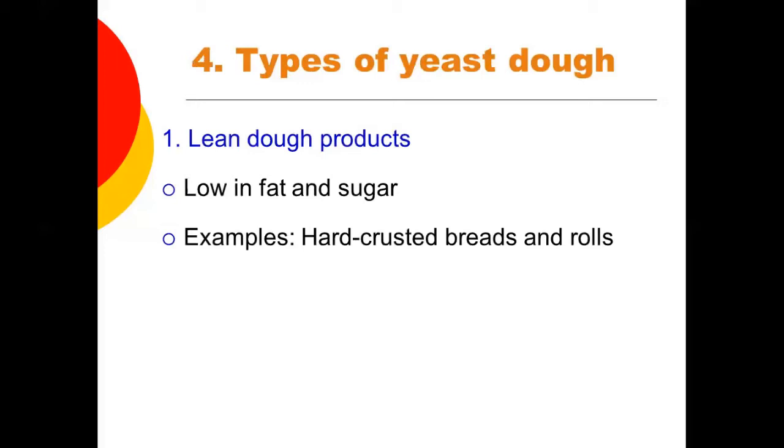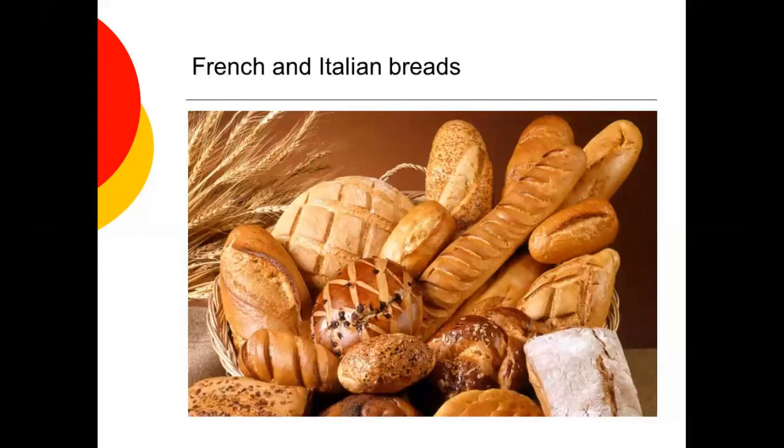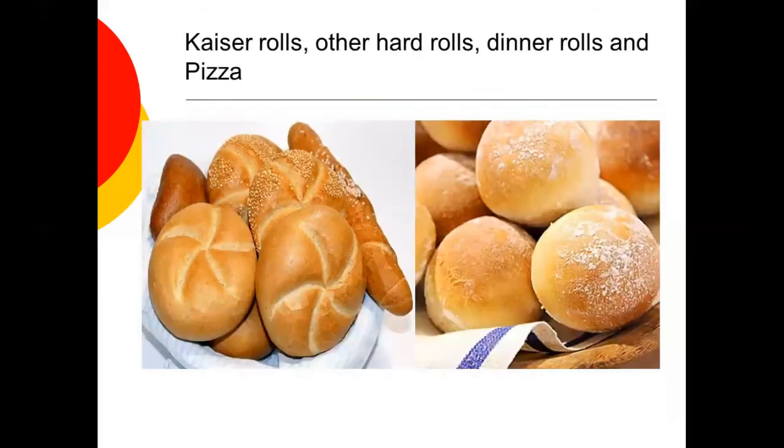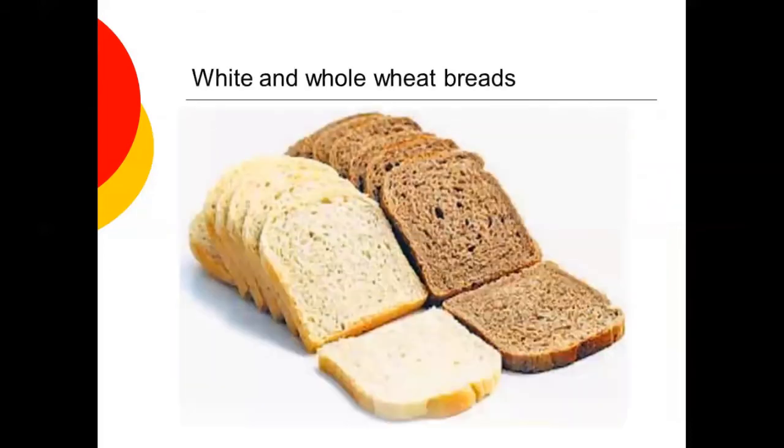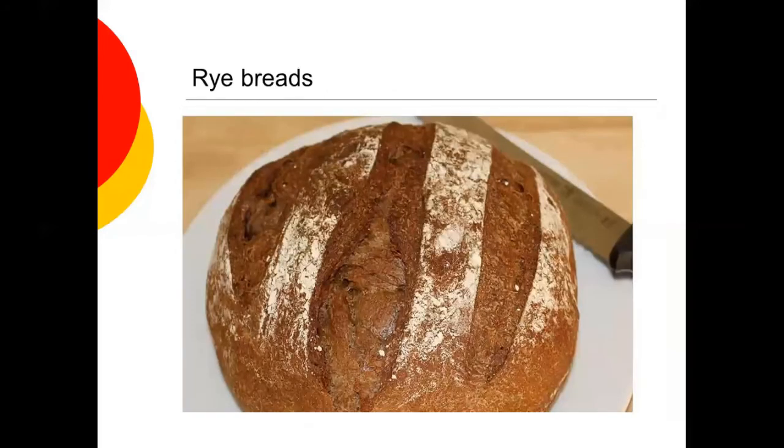The examples of lean dough are hard crusted breads and rolls, which include French and Italian breads, Kaiser rolls, hard rolls, dinner rolls, and pizza, white and whole wheat breads, and rye bread.